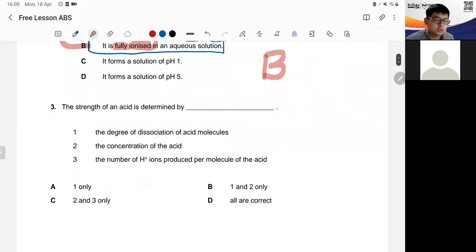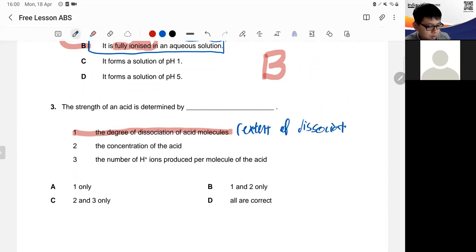Question 3. The strength of an acid is determined by. Actually, if you were listening, it's actually just this one. The degree of dissociation. In other words, what is the extent of dissociation? How well does it split up? Does it split up properly? 100%? If 100%, yes, it's strong. If not 100%, weak, that kind of thing. So actually only one.